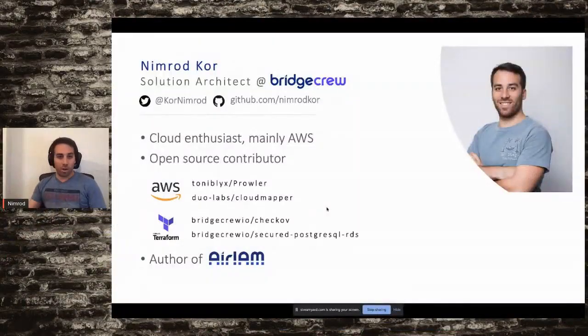So a little bit about myself. I'm a solution architect at Bridgecrew. Bridgecrew is a cloud security startup founded about a year ago with a mission to make cloud security simple. I can talk about it a lot, but let's leave it for another talk. Generally, I've been working for a couple of years now on AWS. I love open source. I'm an active contributor for a few libraries, mainly around AWS and Terraform. And I'm also the author of AIRIAM, which is a new open source I hope you will all be a fan of by the end of this talk. But let's take it slowly. Let's start talking about IAM.